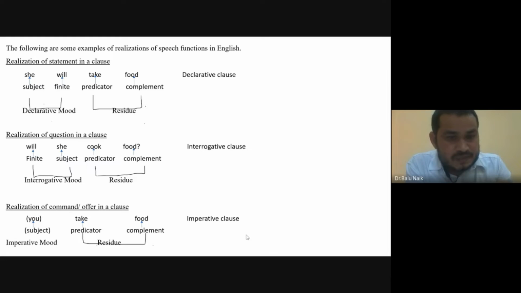Predicator plus complement is the residue. When we see the realization of the interrogative class, the subject comes after the finite: finite plus subject. Example: will she cook food? Interrogative: finite plus subject, then predicator and complement. Realization of command: you is the subject, and it is optional. You take food. Imperative class, subject and predicator, imperative mood.